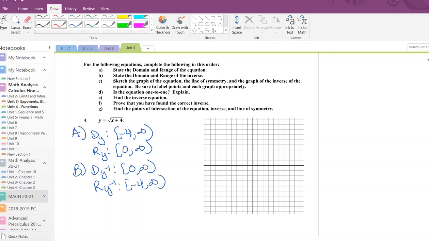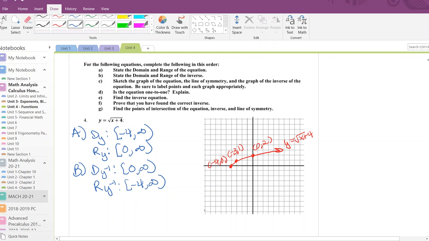So for part C, you can sketch a graph. So first we can graph the equation. If I put -4 in, I get 0. If I put -3 in, I get 1. And then the next perfect square is 4, so I'd have to put 0 in, and I get the square root of 4 is 2. So your square root function is going to look like that. This is y equals square root of x plus 4.